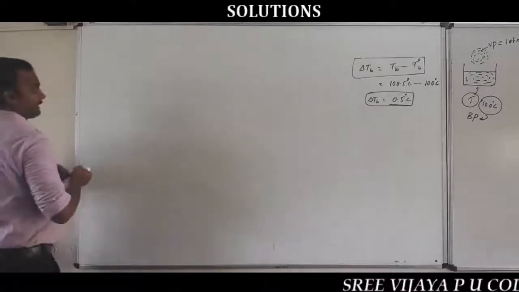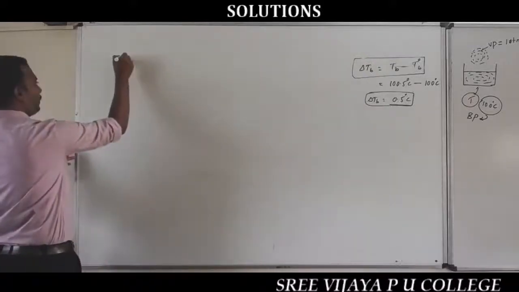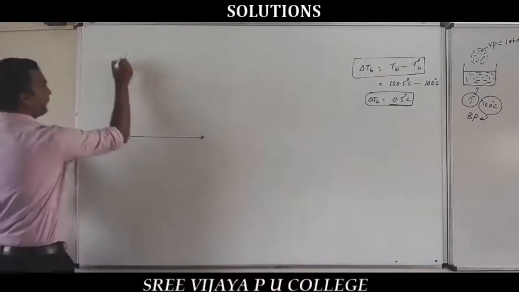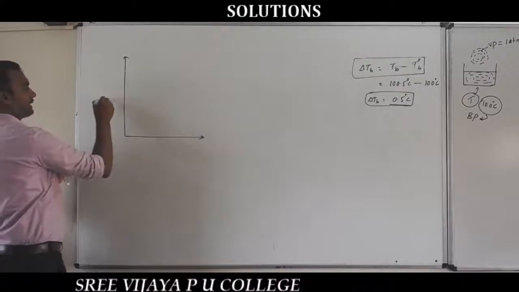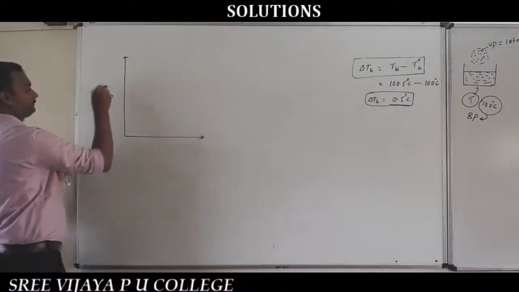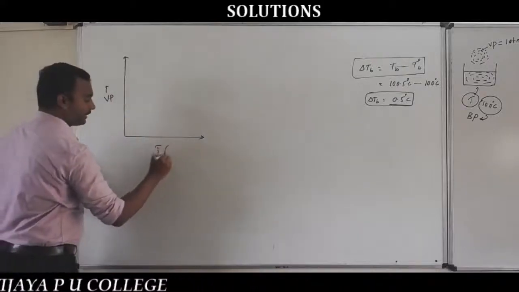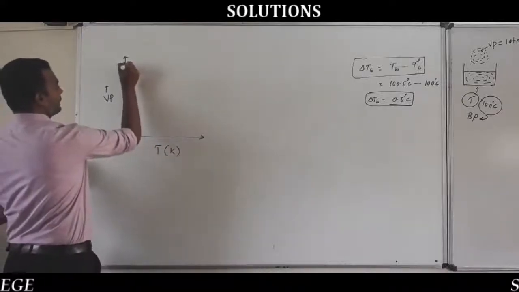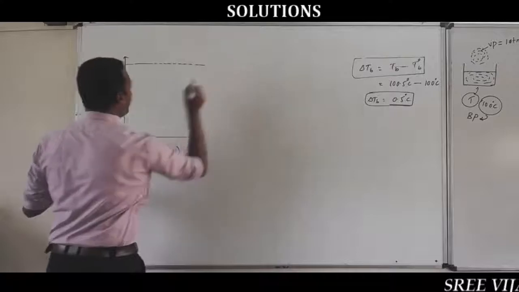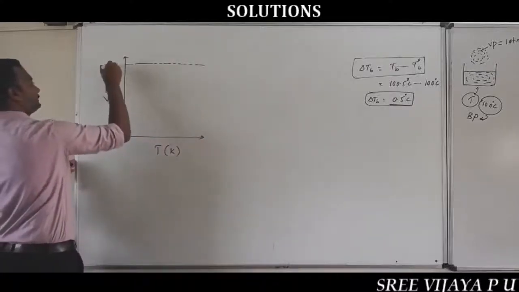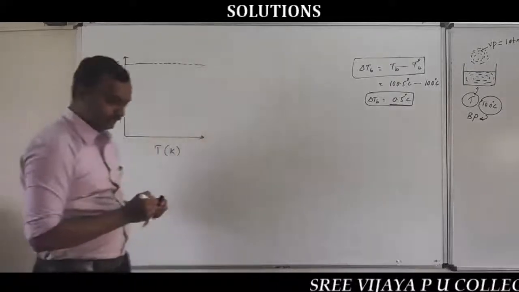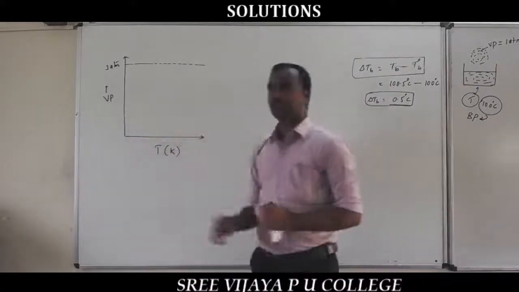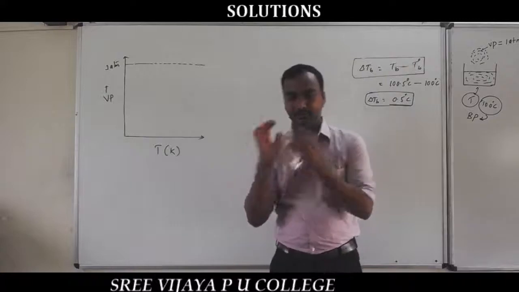So let me take a graphical representation. In the y-axis, I am going to take the vapor pressure. In the x-axis, I am going to take the temperature, in Kelvin. So here, this is 1 atmospheric pressure. Now I am going to draw the graph of vapor pressure versus temperature for both the solvent as well as the solution.